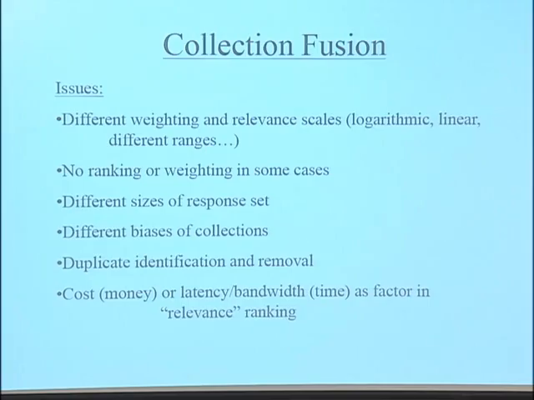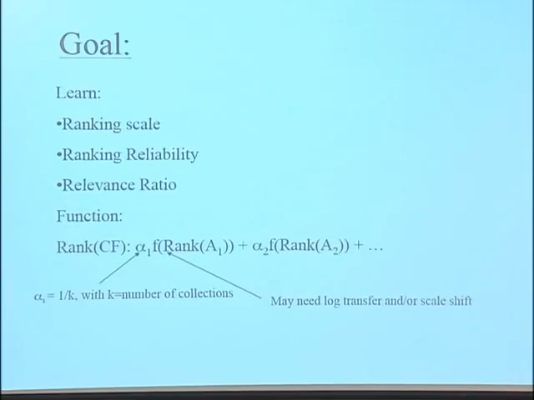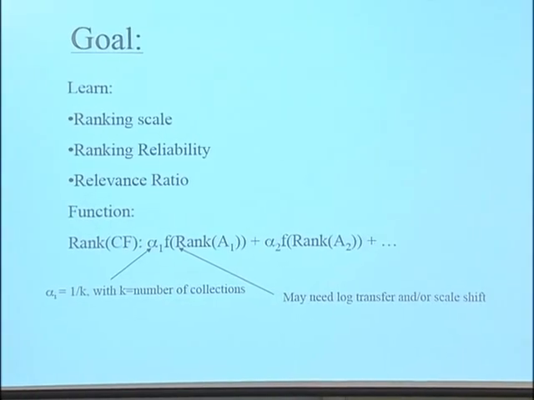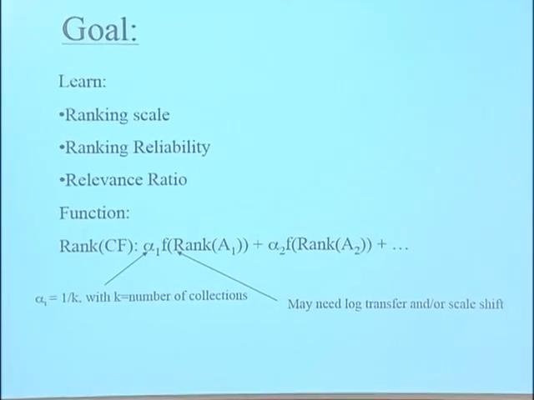We have different sizes of the response set, different biases of the collection. We have to worry about duplication, identification, and removal, and we also have to assess to what extent meta factors, such as the latency or bandwidth of the source providing it to us, in terms of our cost, in terms of time, or sometimes there's a monetary cost involved. We have to pay for these things, and are we willing to take the recommendation of an expensive source over a free one? So in general, we'd like to learn the ranking scale, the ranking reliability, and the relevance ratio.